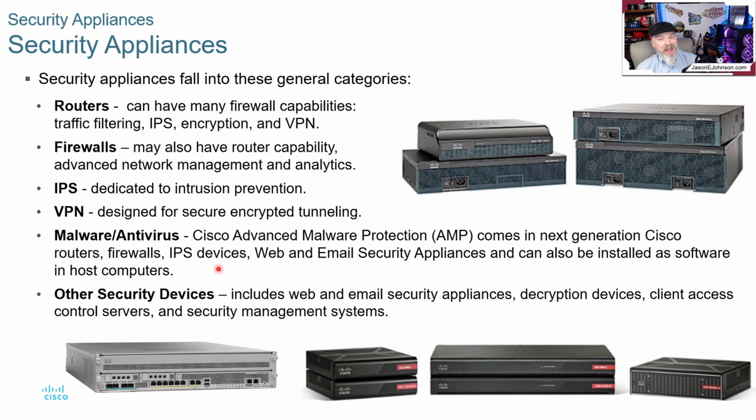You have malware and antivirus. Cisco Advanced Malware Protection comes in next generation Cisco routers, firewalls, IPS devices, security appliances, and it can also be installed as software in host computers. And then you have other types of security devices as well, including web and email security appliances, decryption devices, client access control servers, and security management systems.